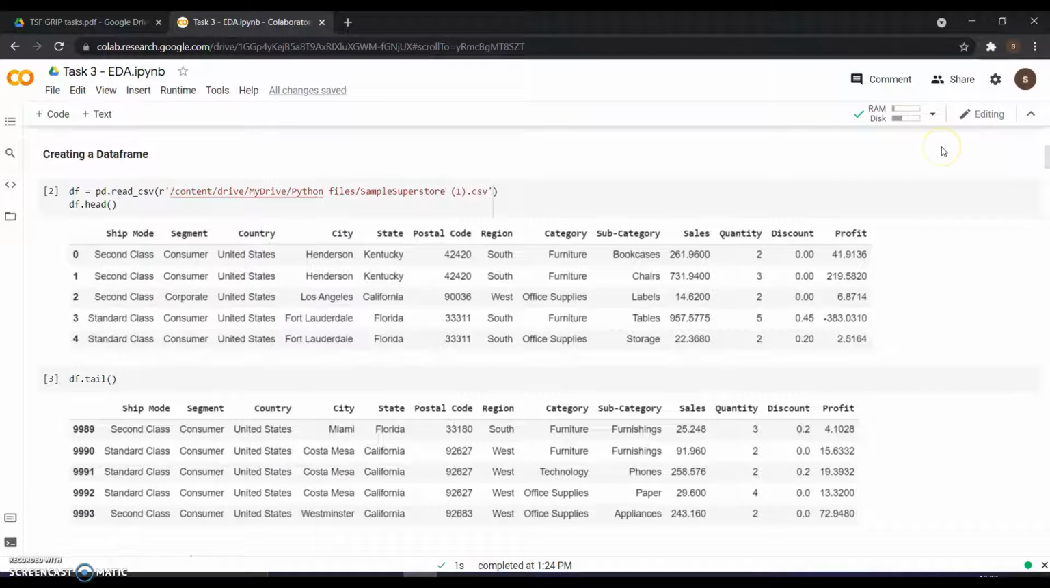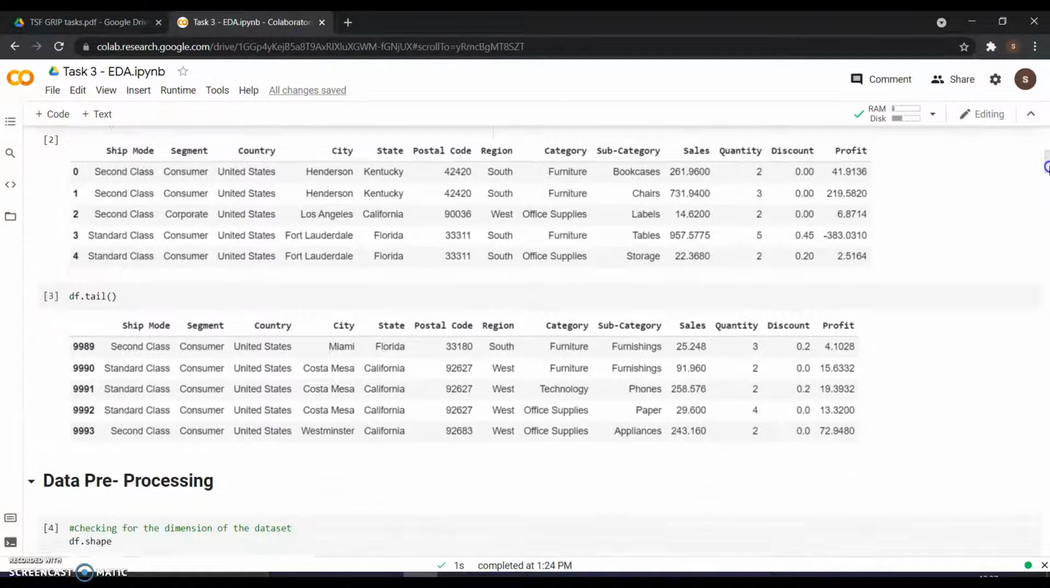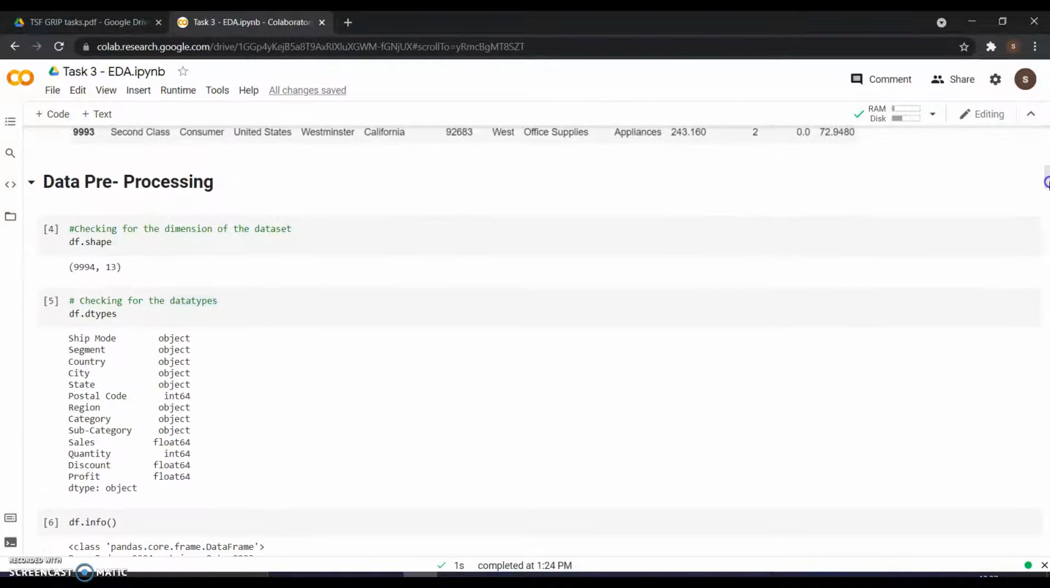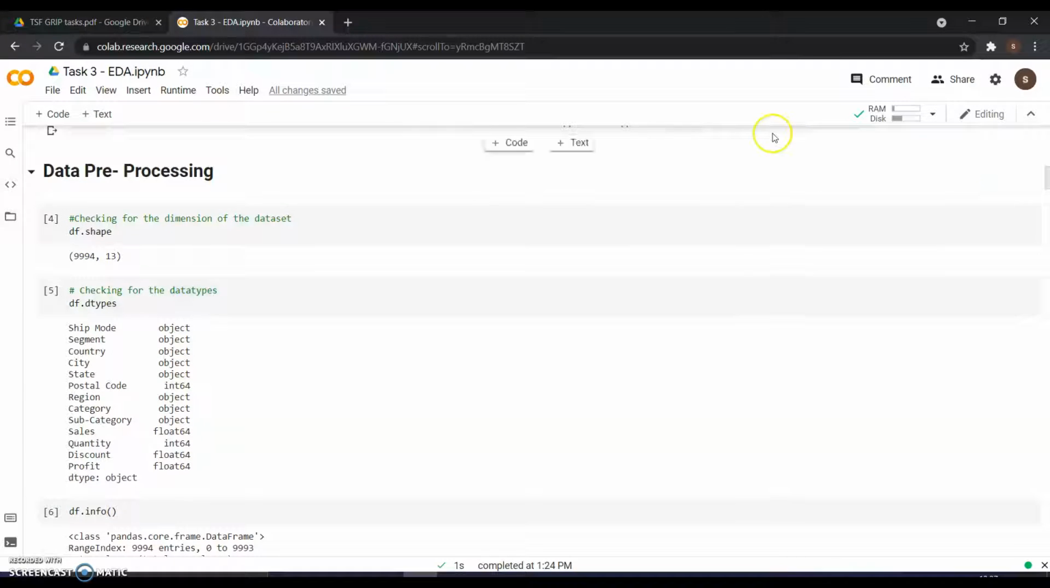As I'm using Google Colab, I saved my dataset in my drive and called df.head, which calls for the first 5 observations of the dataset, and df.tail for the last 5 observations. Then moving on to the data pre-processing. To check the dimensions of the dataset, I call df.shape, which shows that there are 9,994 observations and 13 variables.